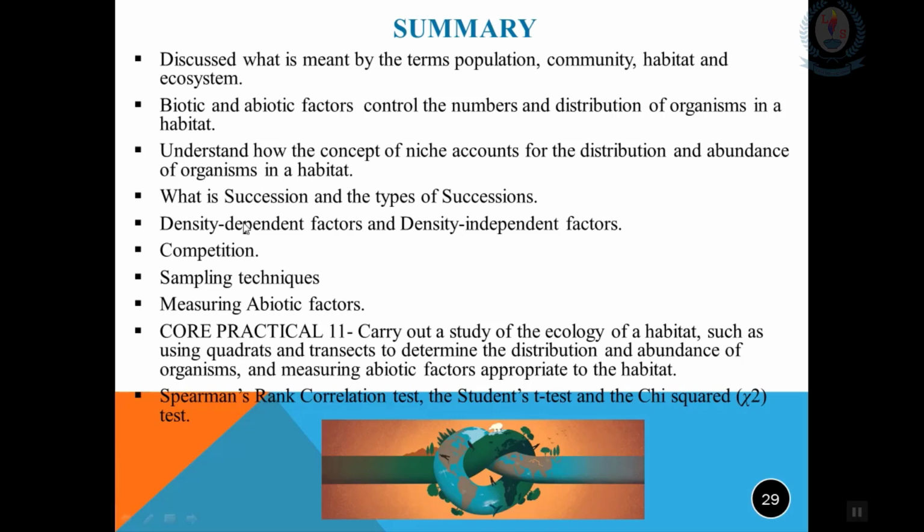We discussed the differences between density dependent and density independent factors. We discussed competition, sampling techniques, and how to measure abiotic factors. We got an idea of core practical number 11, and we did statistical tests at the end of the lesson.